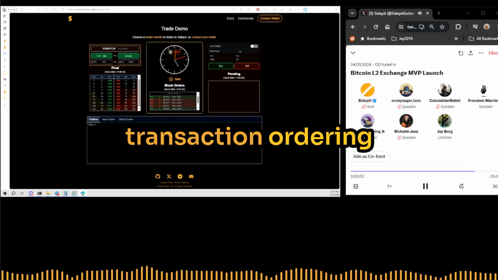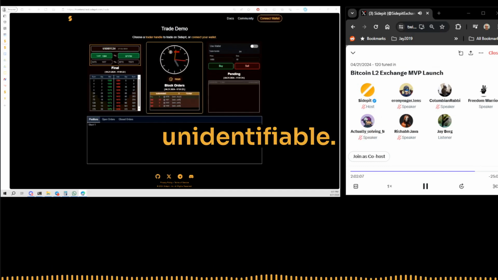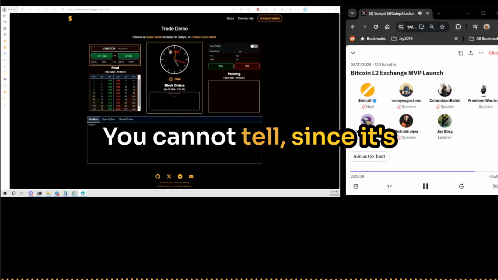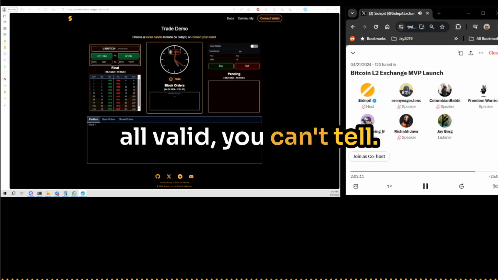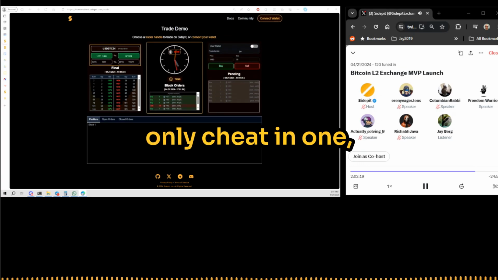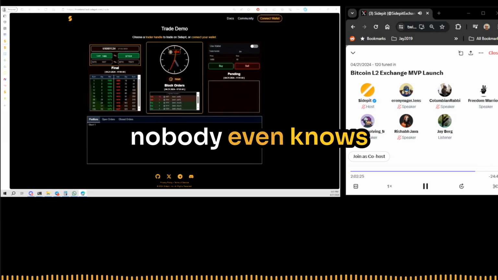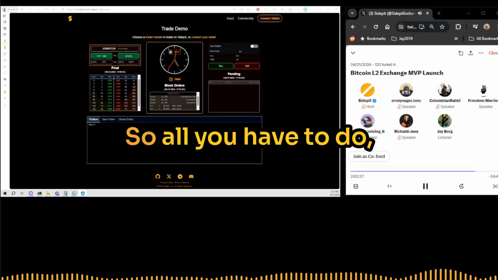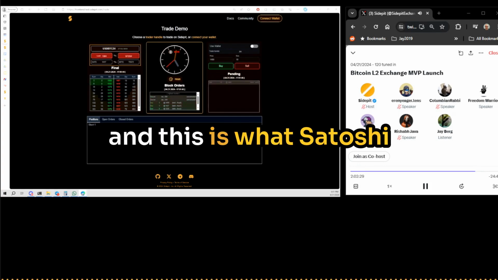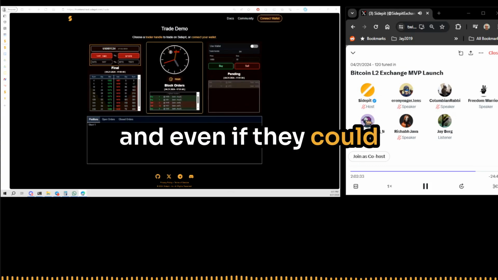The thing about transaction ordering in EVMs is that it's unidentifiable. Since it's all valid, you can't tell, it can't be identified. In my white paper, I describe that people only cheat if they're guaranteed never to get caught, and not only that, nobody even knows they're cheating. So all you have to do, and this is what Satoshi did, is make it transparent. And even if they could cheat, they don't cheat.